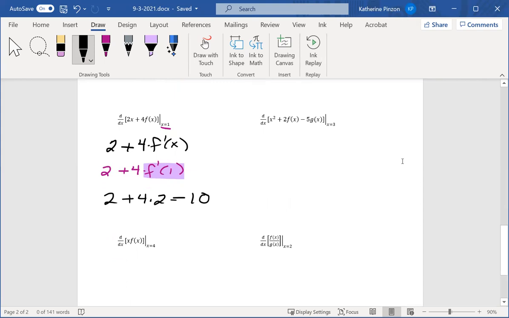Okay, let's try again. So the first thing I do is take the derivative. Do not plug in any numbers until after you take the derivative. Okay, the first thing you do is take the derivative. To take the derivative of this guy, I'm going to do each part separately.